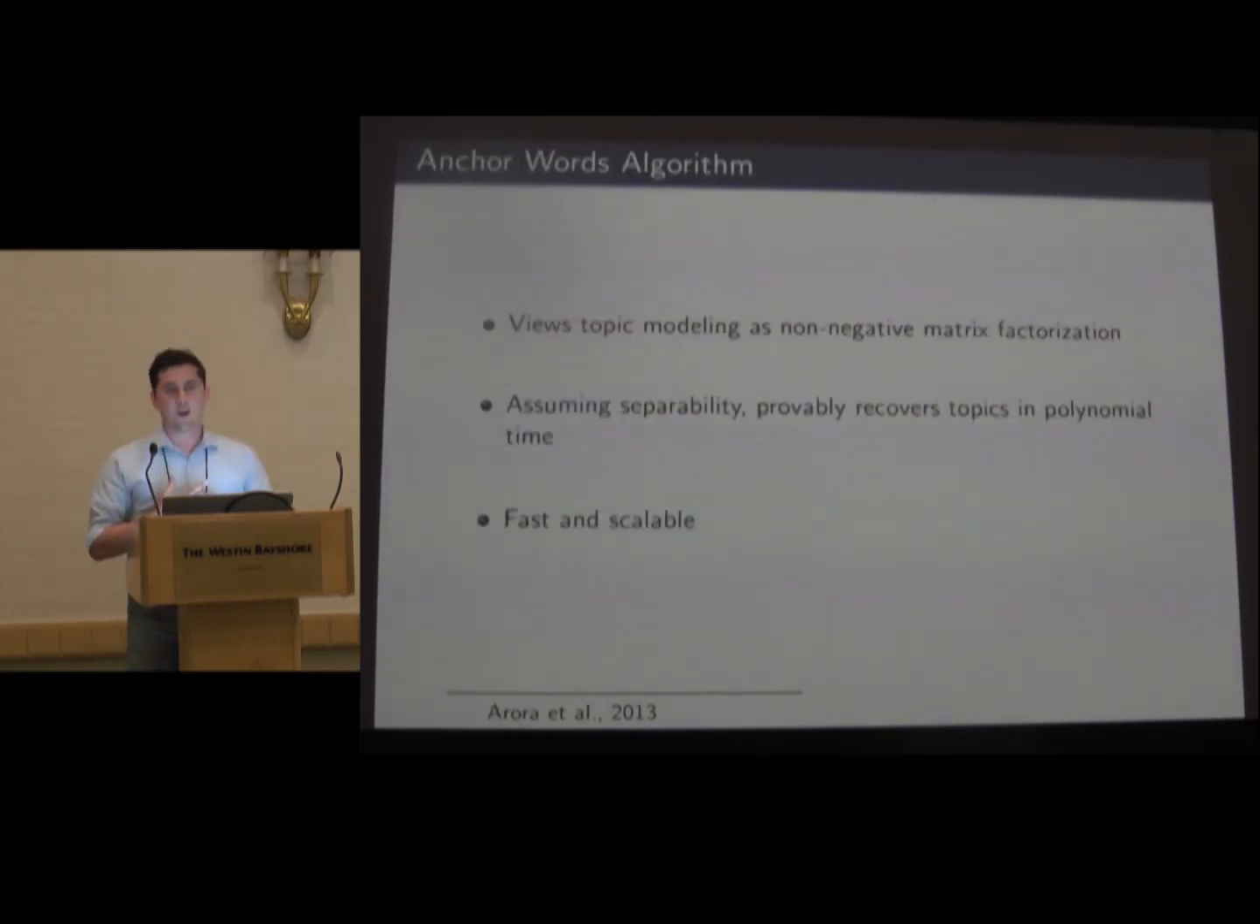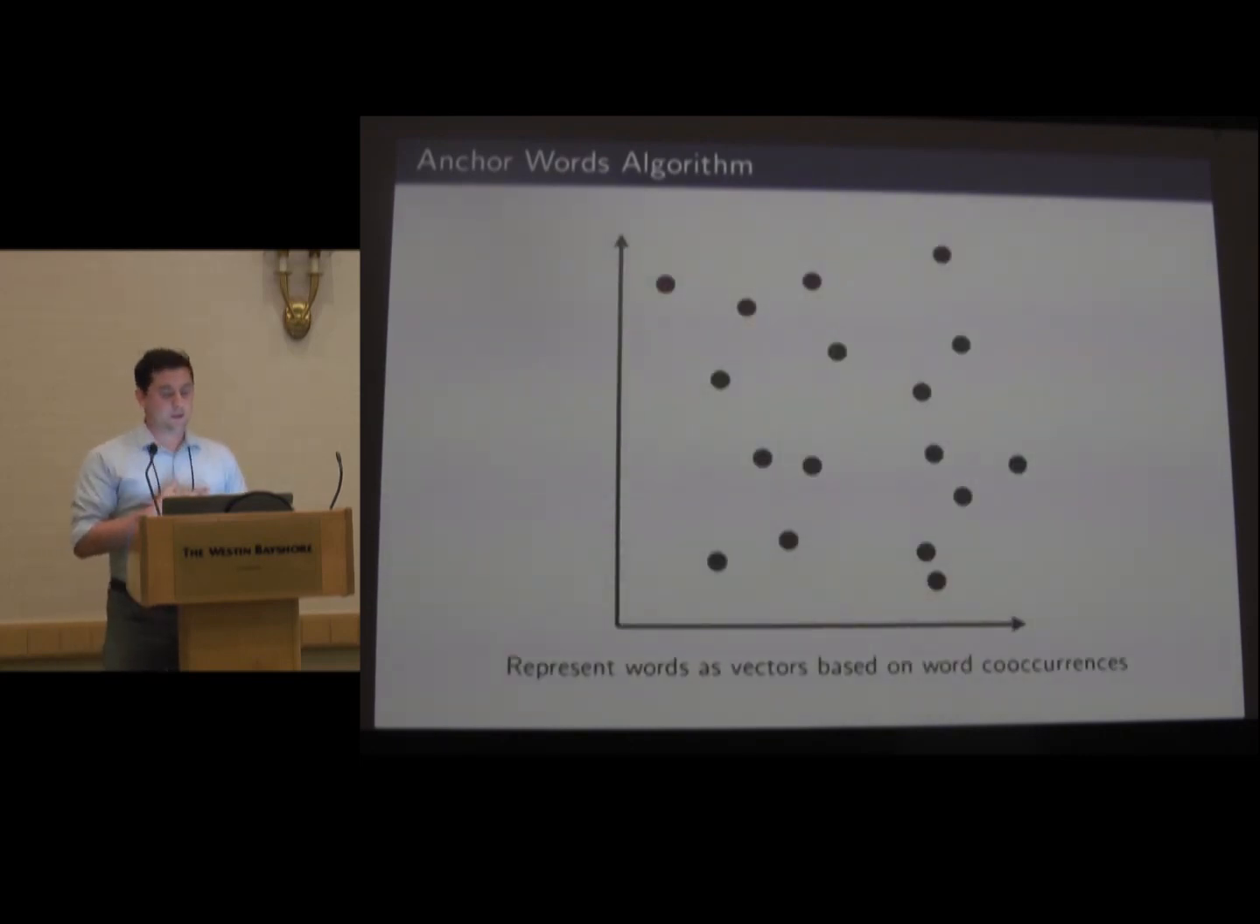For that, we're going to turn to the anchor words algorithm. Rather than looking at topic modeling as a probabilistic problem, we look at it as non-negative matrix factorization. And under some assumptions of separability, which we'll discuss in a moment, it can provably recover the topics in polynomial time. So just a very brief overview of how this algorithm works.